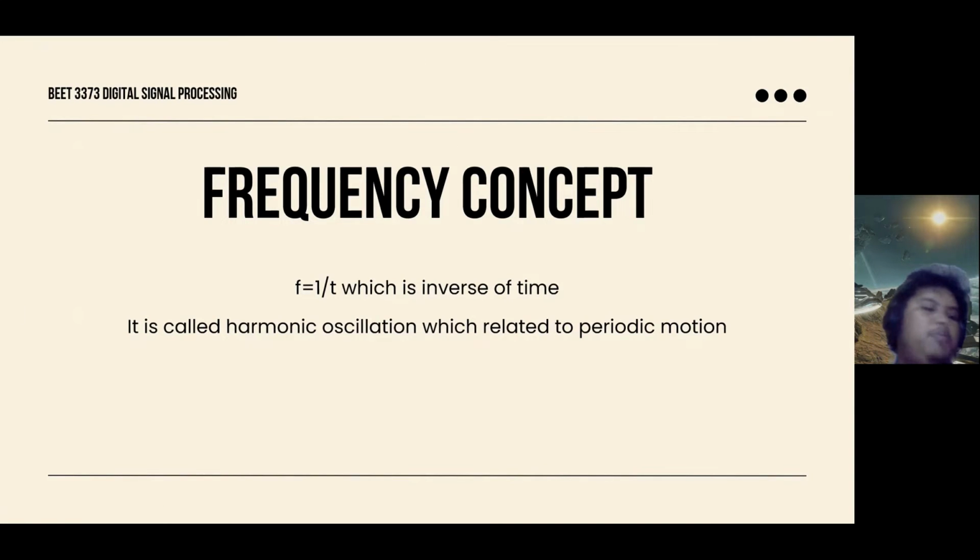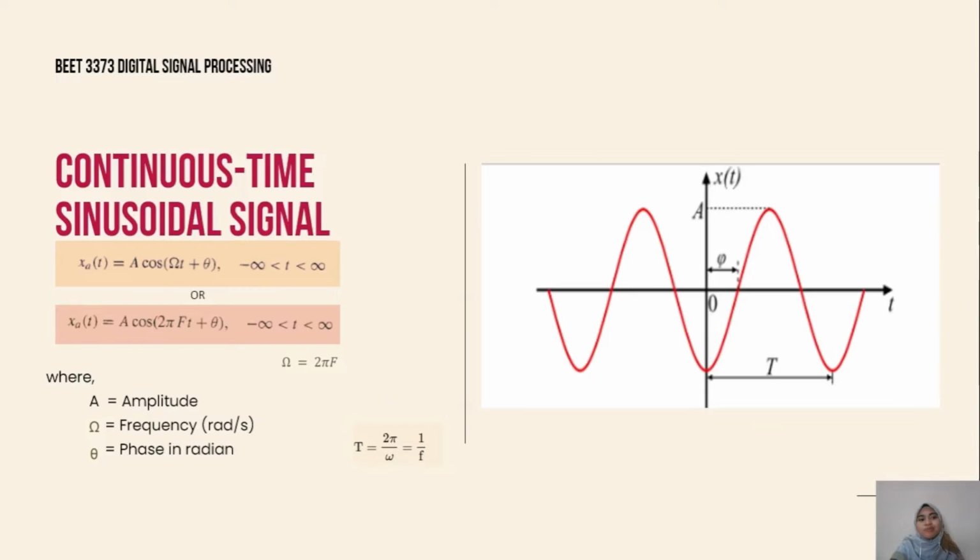So this is simple. This is where we get the frequency. If the T that we get from the graph is, we take it as 70, so 1 over 70, then the frequency is 0.0142. So that's all. Okay, next.